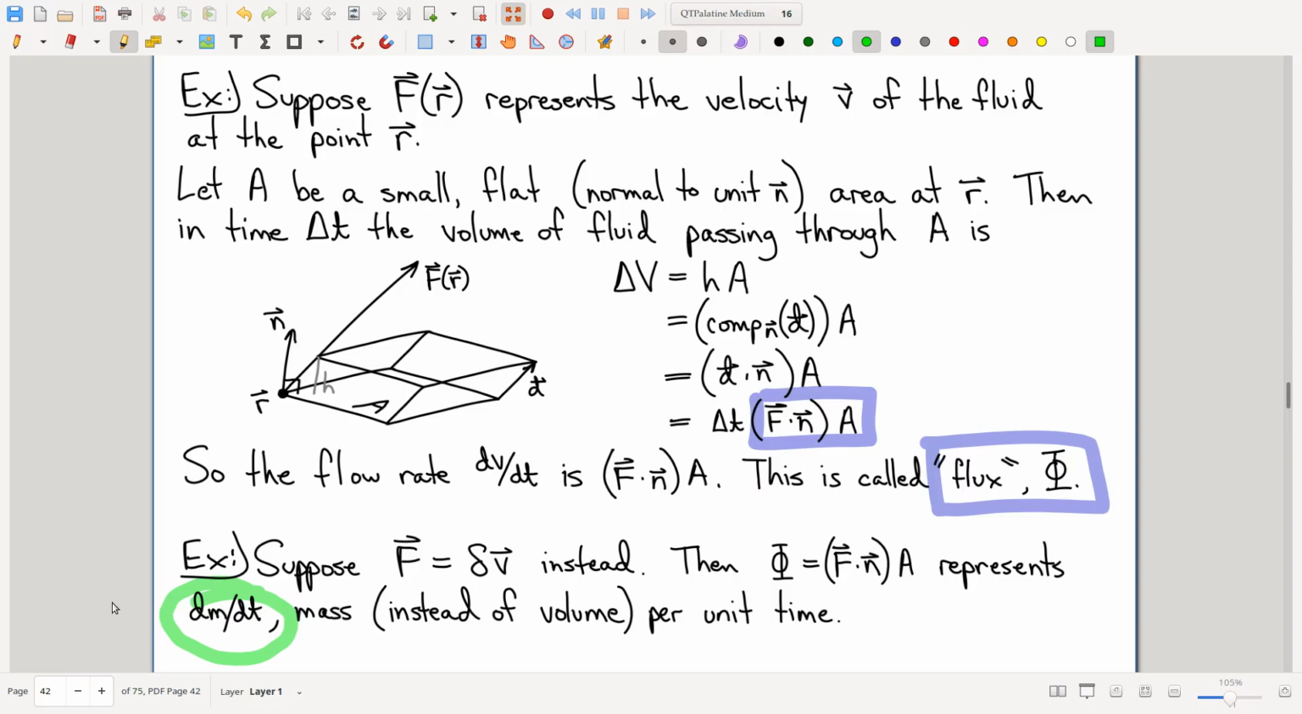And how would you do that? It turns out the answer is exactly the same. Exactly the same formula. It's still F dot N times area. Now let me explain to you how you're going to show this.